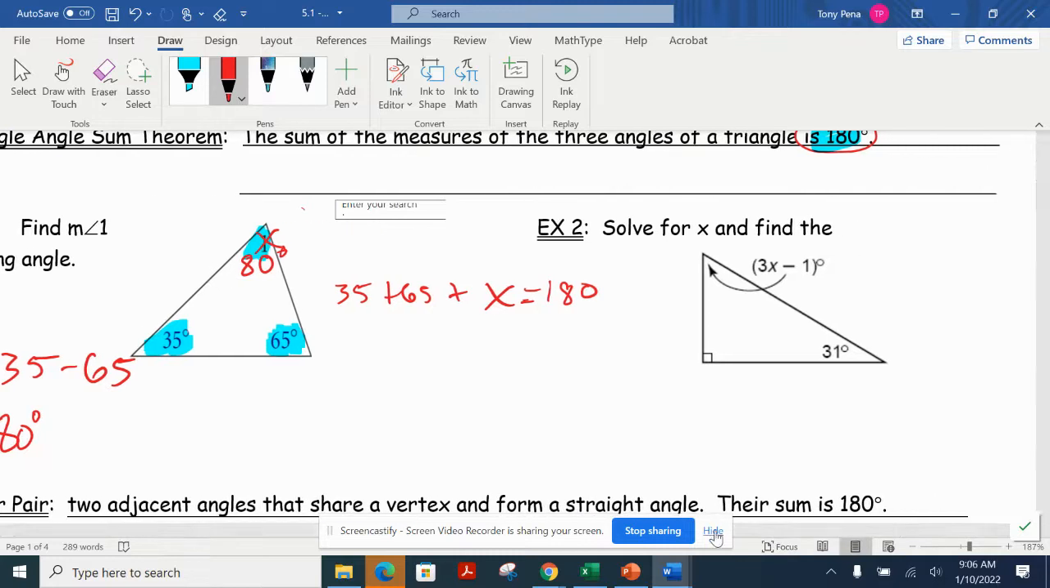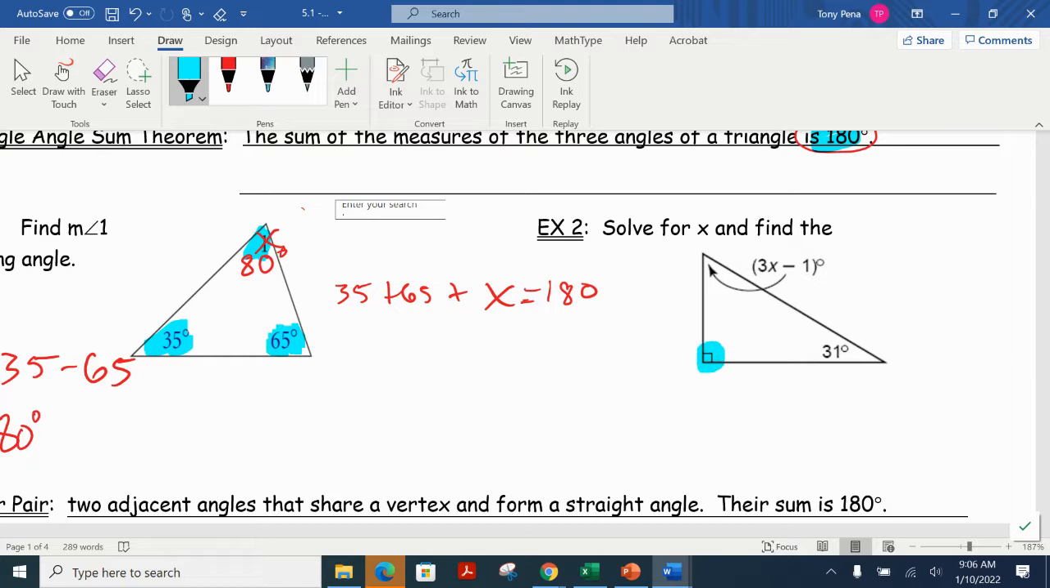Except, well, a couple things. And again, hopefully this is a refresher. When we see this little square right here, what that is telling us is these two lines, so this line here and this line here, form a right angle. And a right angle always has what degree measure? You know that? Yeah, 90 degrees. So we know that that's a 90-degree angle by putting that little square there. Okay.